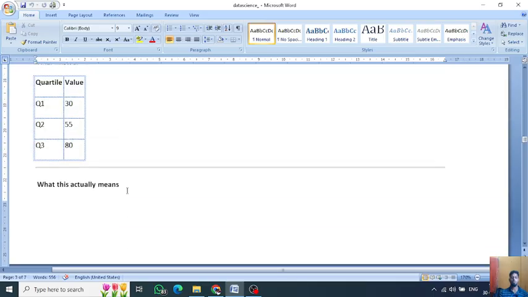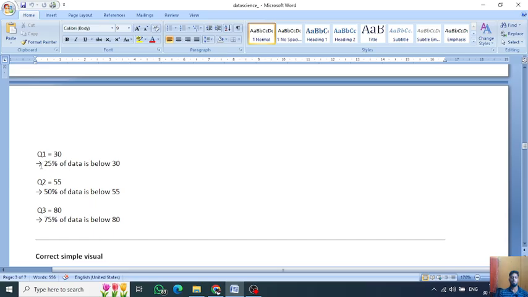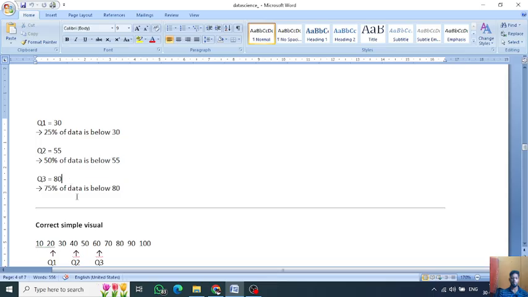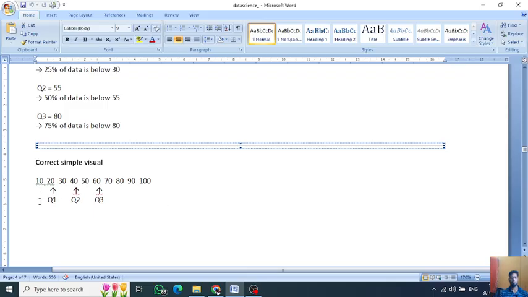So Q1 is 30, which means 25% of data is below 30. Q2 is 40, which means 50% of data is below 40. And Q3 is 80, which means 75% of data is below 80. So this is enough for the final picture.